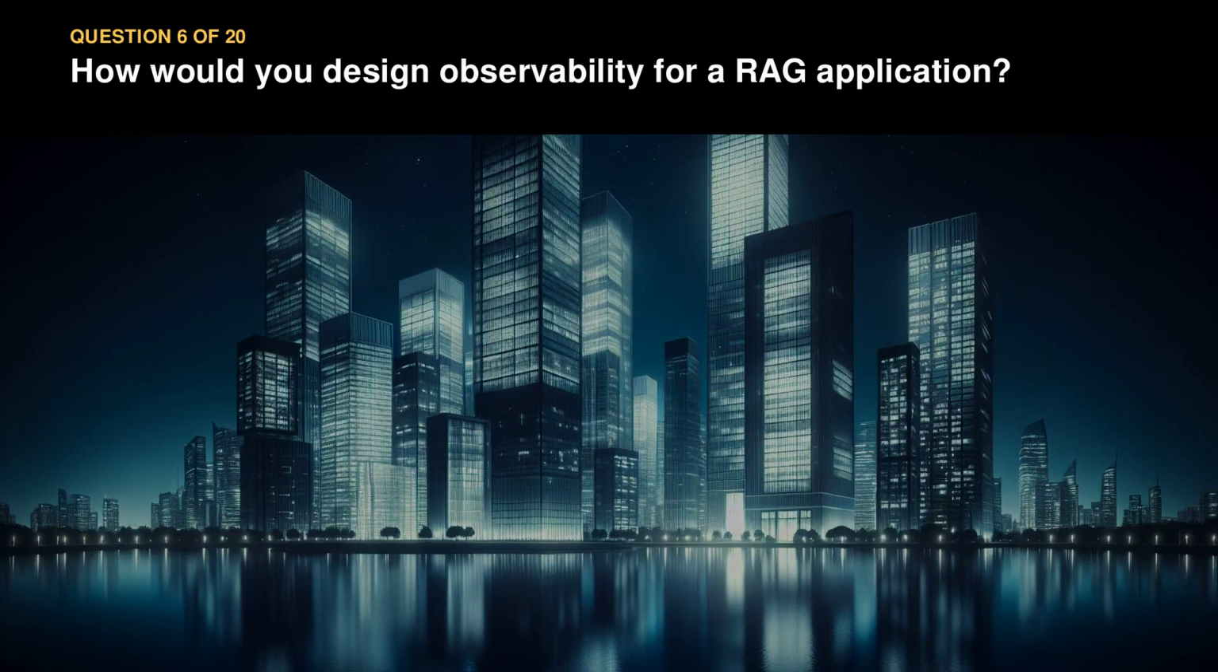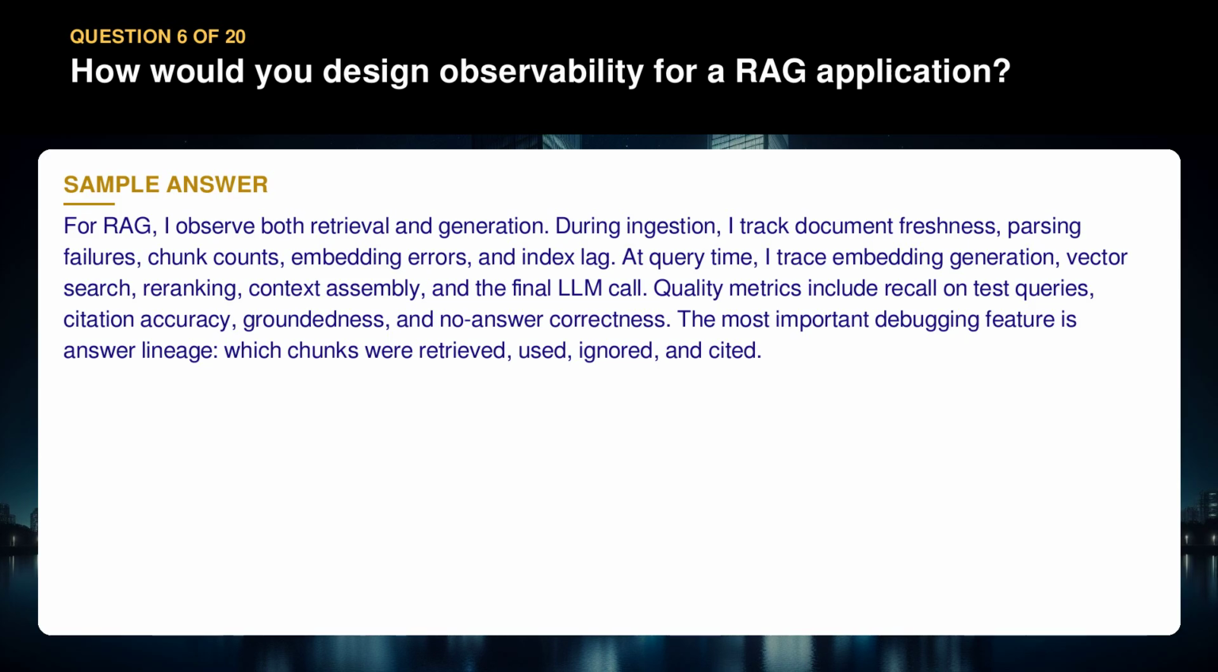Question 6. How would you design observability for a RAG application? For RAG, I observe both retrieval and generation. During ingestion, I track document freshness, parsing failures, chunk counts, embedding errors, and index lag. At query time, I trace embedding generation, vector search, re-ranking, context assembly, and the final LLM call. Quality metrics include recall on test queries, citation accuracy, groundedness, and no answer correctness.